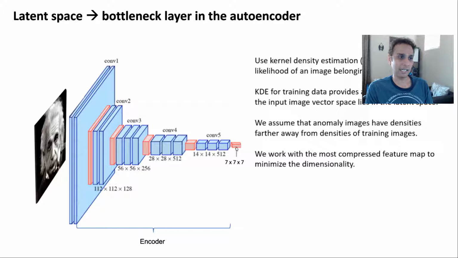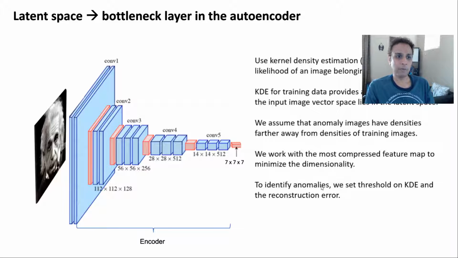Okay, and of course, we are going to work with the most compressed feature map. Why are we getting this at 7 by 7 by 7 and why not here? That's because we want to minimize the dimensionality. If you have a very humongous dimensionality, then you have a big sphere or volume, let's say, for your normal images, and your anomalies may be within that. We want to minimize the dimensionality to make sure that we get a very nice tight distribution for your KDE, and then we can actually compare our new image KDE against these tight restrictions. So that's the reason why we want to work with the most compressed feature map.